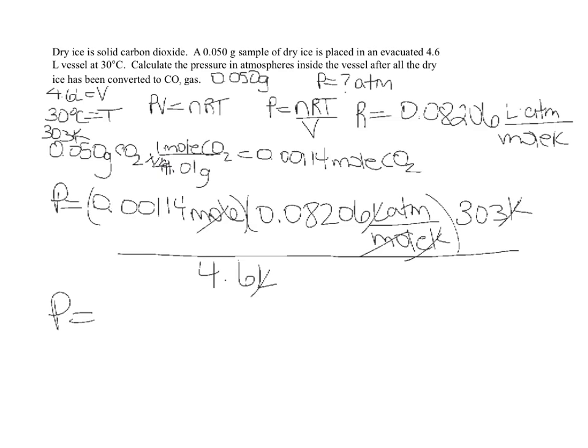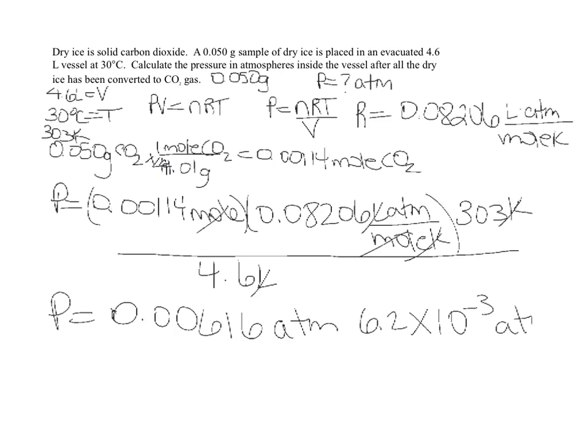0.00114 times 0.08206 times 303 divided by 4.6 gives us 0.00616 atmospheres, or 6.2 times 10 to the negative third atmospheres.